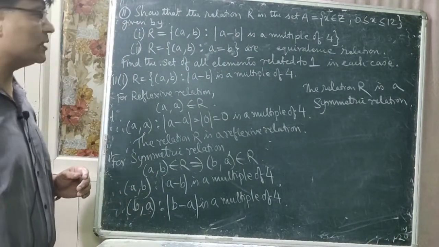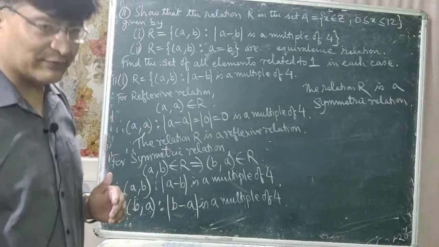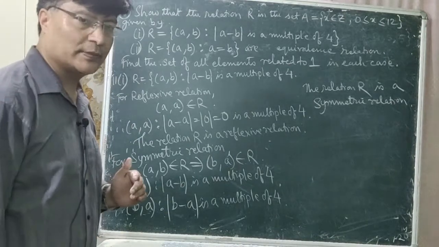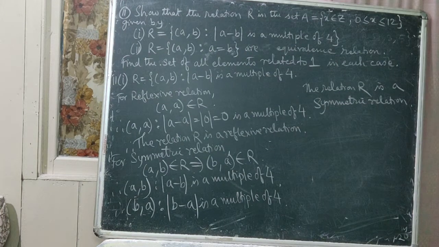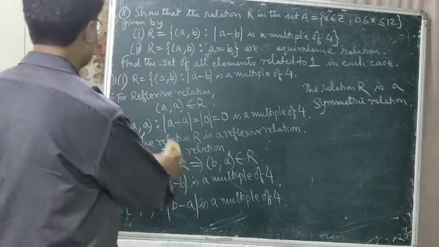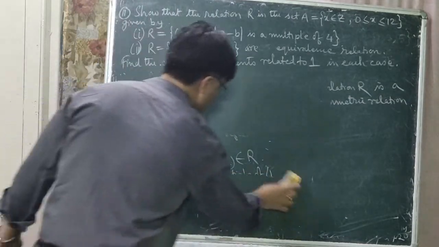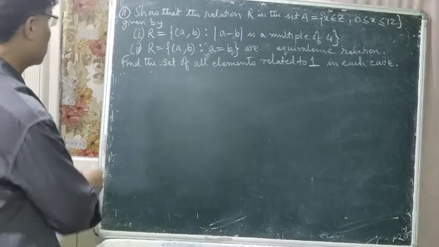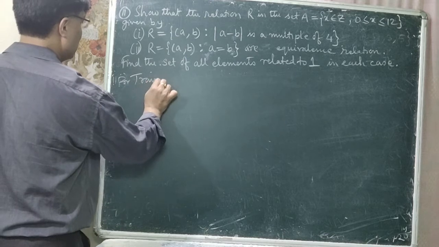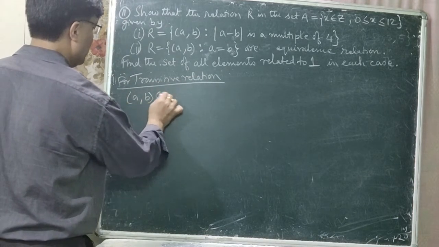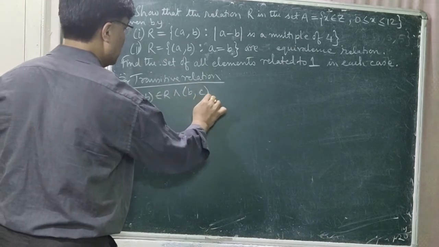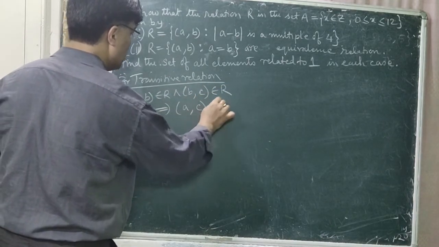So I think you have understood it. Okay. So now let us check for the transitivity. For transitive relation, let us check it now. So you can copy it. Now we will check for transitivity. For transitive relation, we have if (A, B) belongs to the relation R and (B, C) belongs to the relation R, it should imply that (A, C) belongs to the relation R.